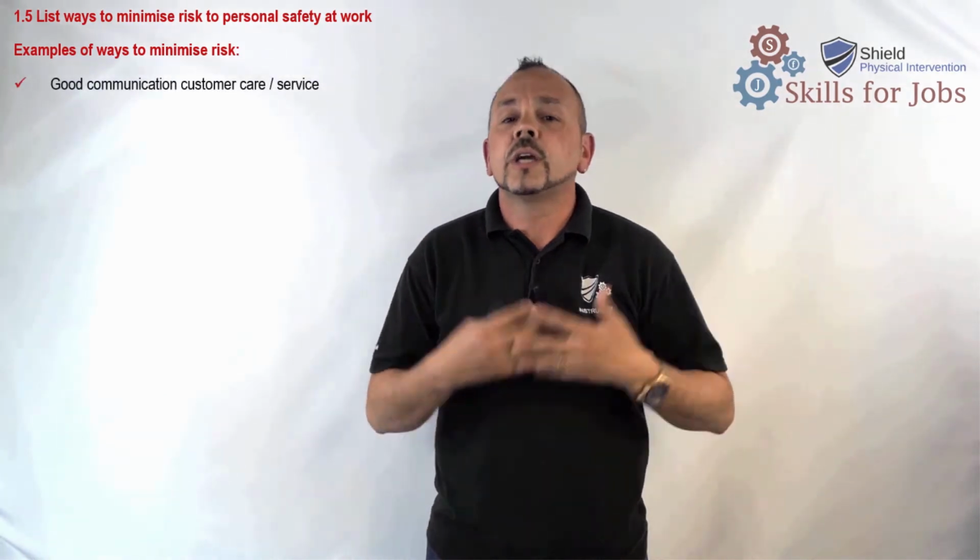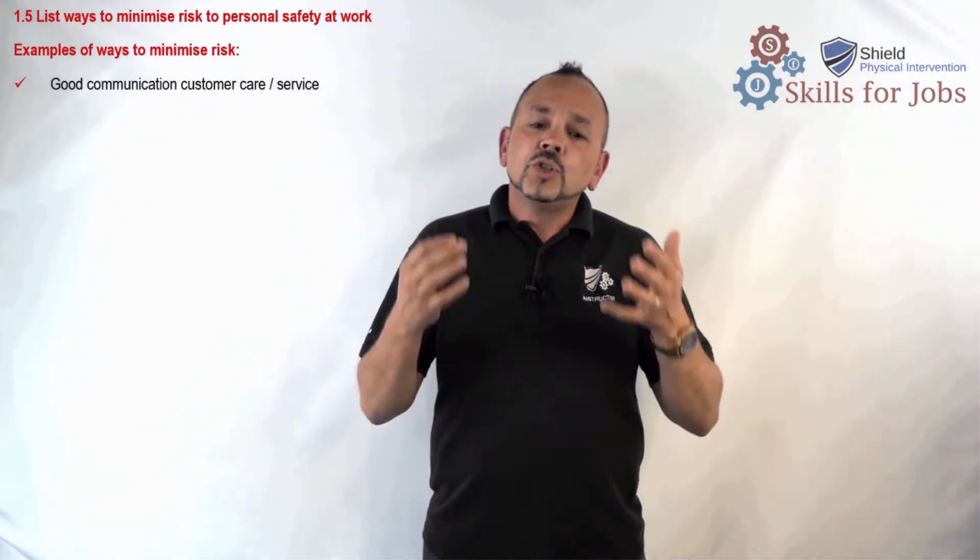The next assessment criteria is listing ways to minimize risk to personal safety at work. Okay, so ways to minimize risk to you would be things like good communication, good customer care, good customer service, isn't it? So choose your words correctly and use choice speech. As I said before, rather than telling someone you're going to get physical with them, which you could well be within your rights within the law to do, it may be better to offer the inhibitor of the police. I'll get the police involved, I'll get colleagues involved, our control room, etc. So good communication is key to minimizing dangers to yourself.